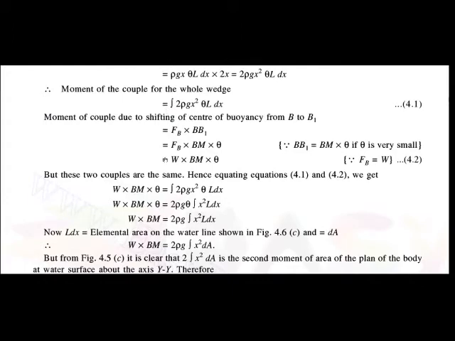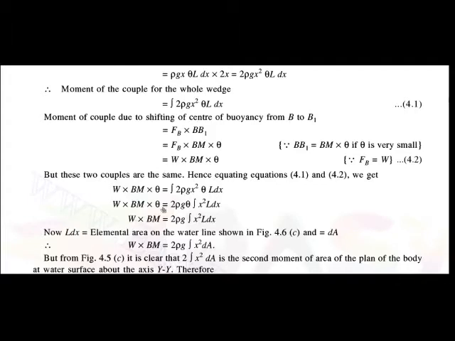So this can also be written as W into BM into theta is equal to the moment of couple due to the shifting of the center of buoyancy from B to B1. Okay, so this is our second equation. These two couples are in the anticlockwise direction, so these two couples must be the same. So we have to equate these two equations. By equating this we get W into BM into theta is equal to integration of 2 rho g x square theta L dx.